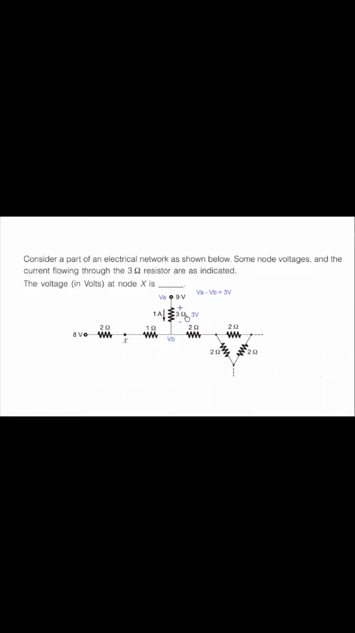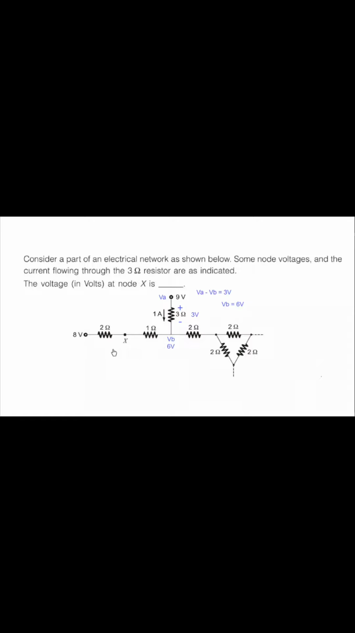And why VA minus VB? Because the current flowing is indicated as flowing from VA to VB. So we take VA minus VB. From this equation, by doing basic algebra, we can obtain the VB value. If I take this 3 volt and subtract it from VA, I would obtain VB, and VB is equal to 6 volt.